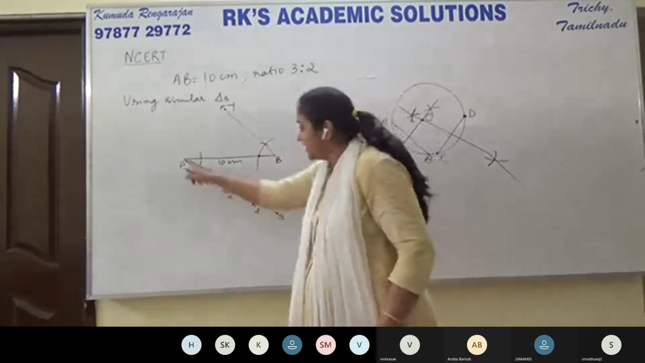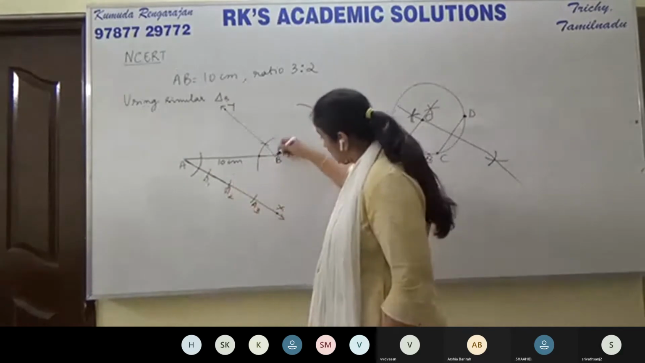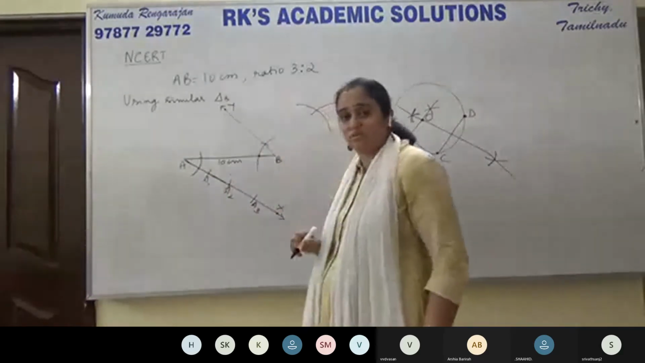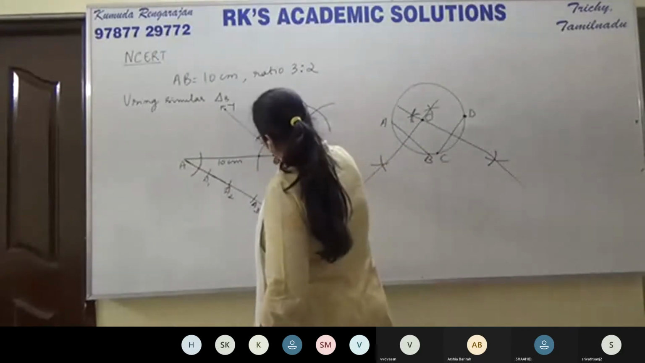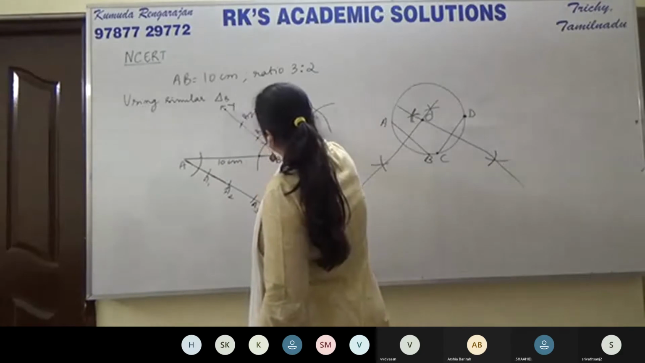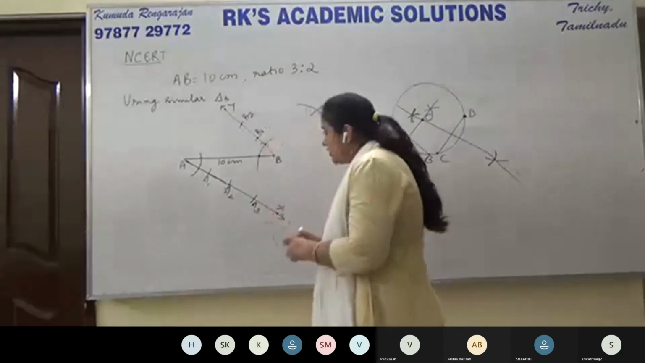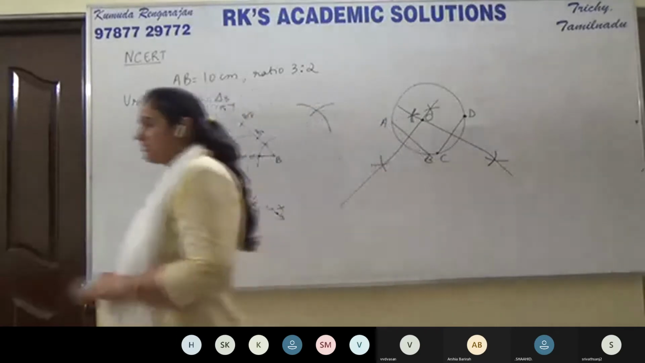Radius should be the same. That is AA1 is equal to A1A2 is equal to A2A3 is equal to BB1 is equal to B1B2. So with B as center in the same radius, this is B1, with B1 as center in the same radius, B2. I hope you understood. All these 5 arcs with the same radius. Do it.